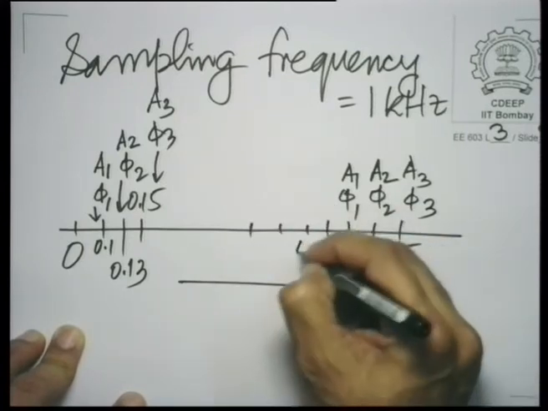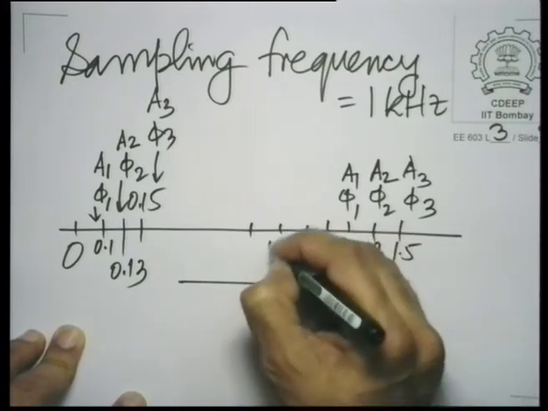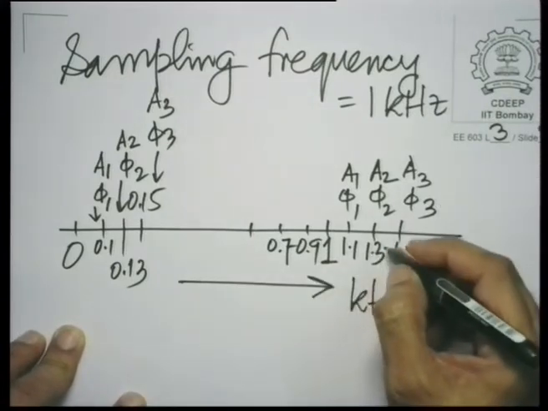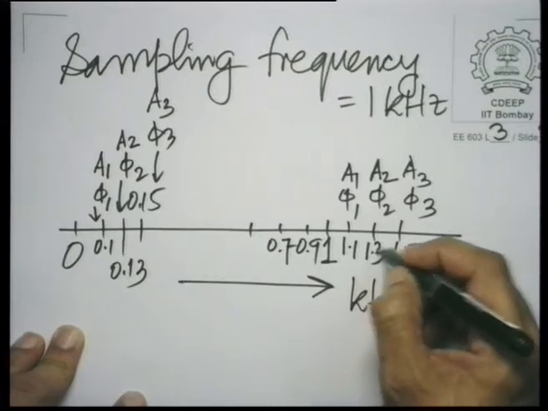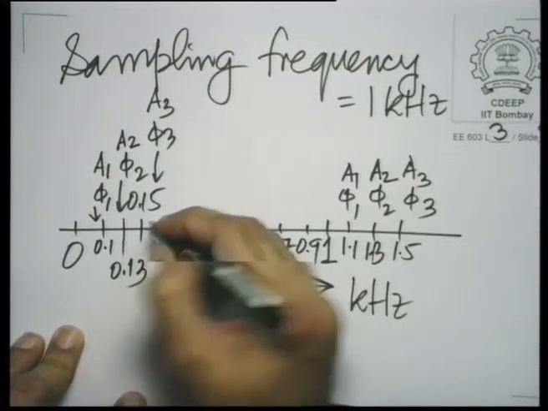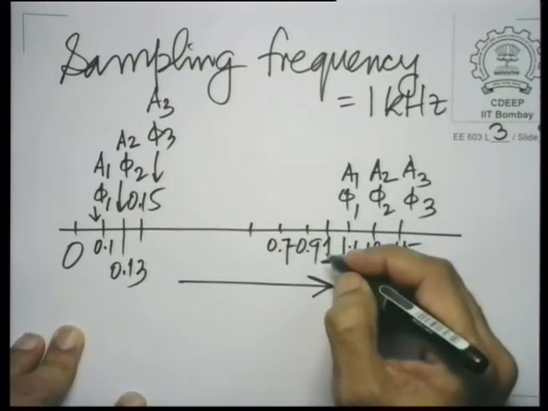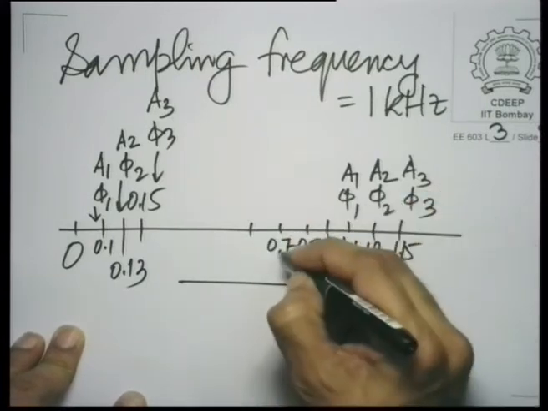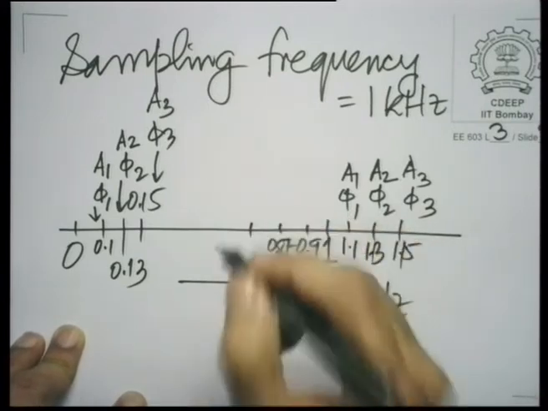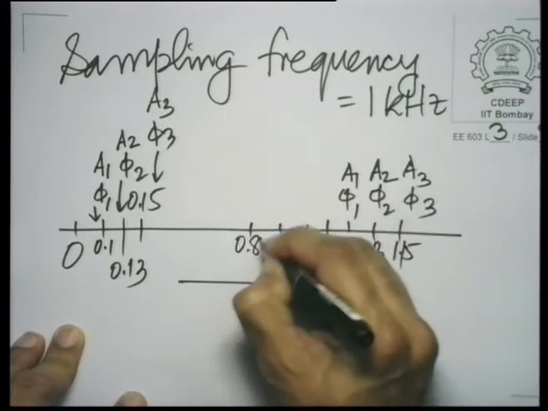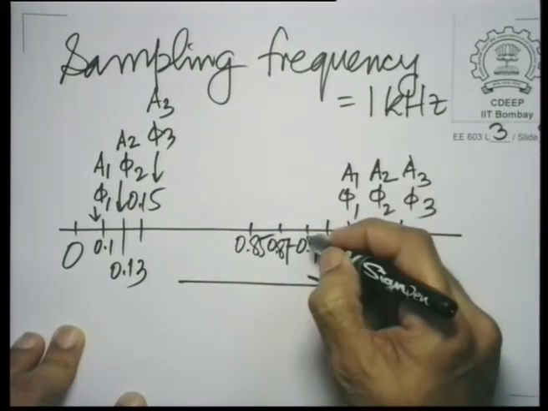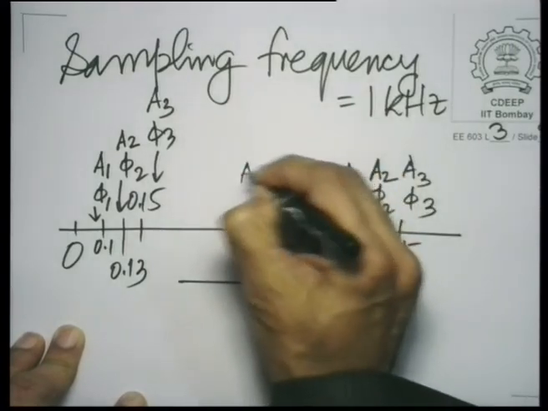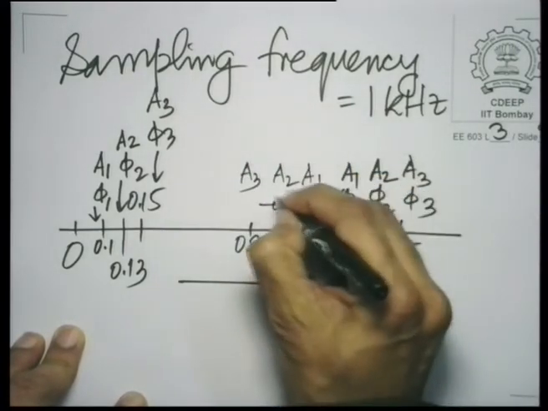So, you get 0.9, oh well, I am sorry, this should be 1.1, this should be 1.13, 1.15. So, this would be 0.9 and this would be 1 minus 0.13, that is 0.87, and this would be 1 minus 0.15 and that is 0.85. The amplitudes here would be A1, A2 and A3 respectively, but the phases would be minus phi 1, minus phi 2, minus phi 3.